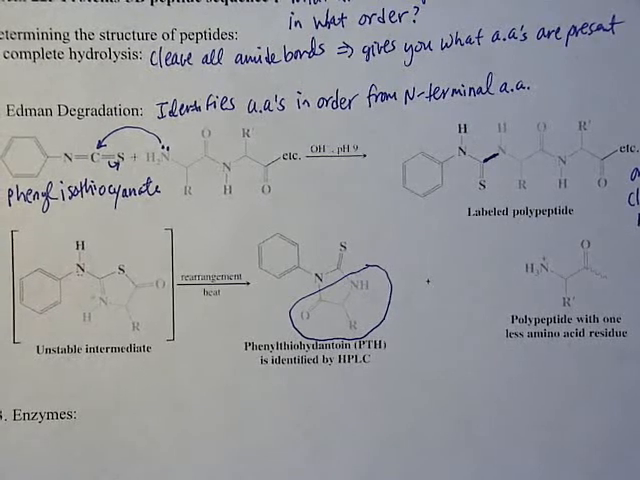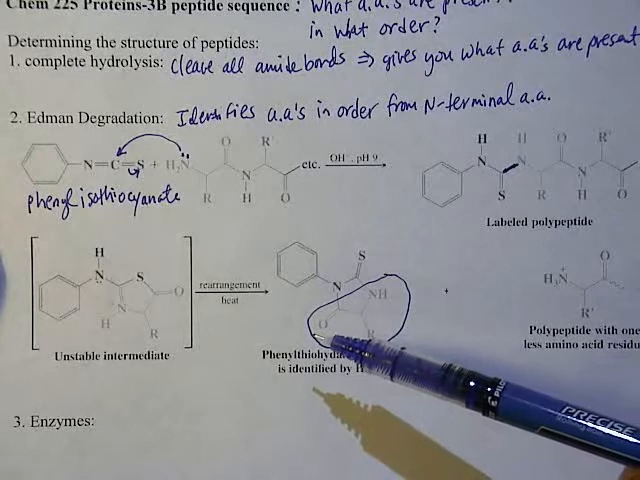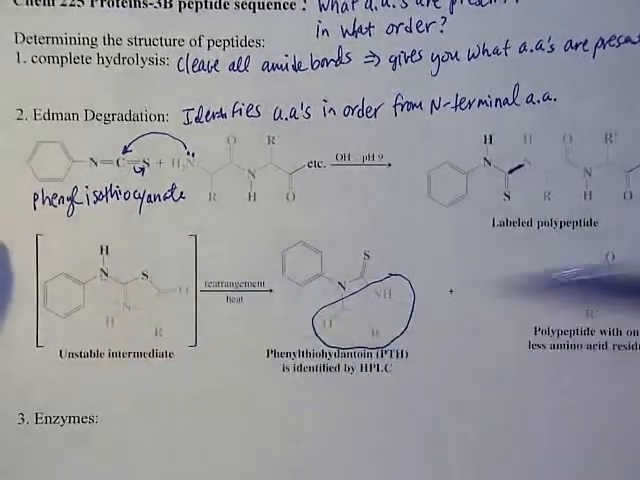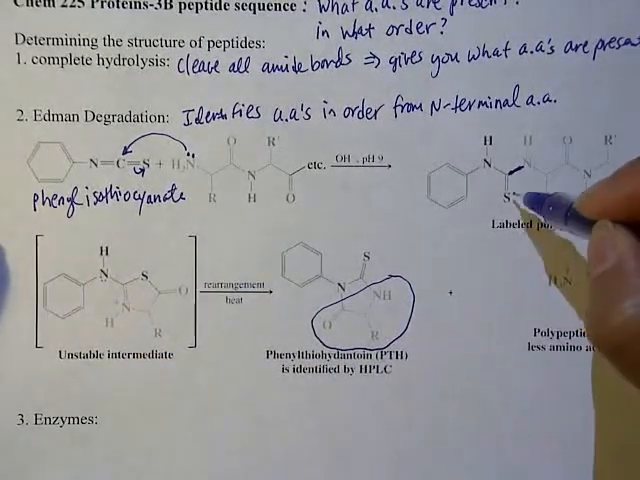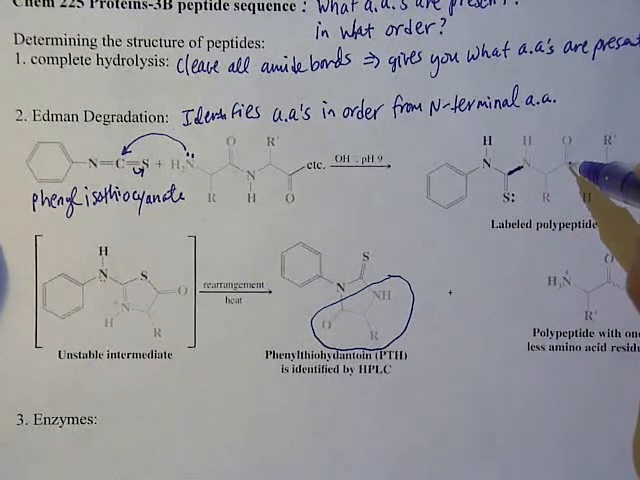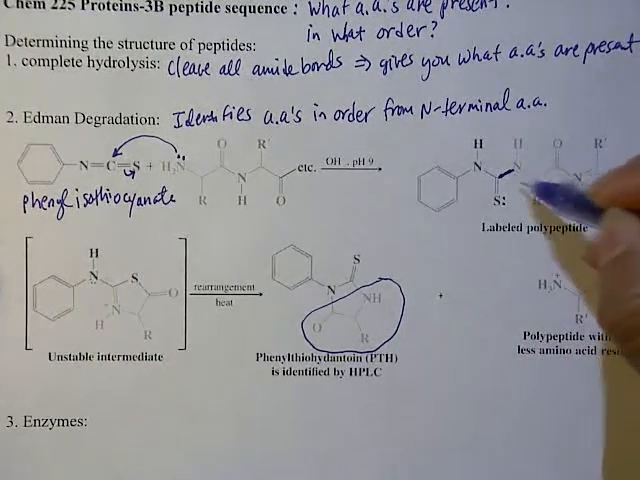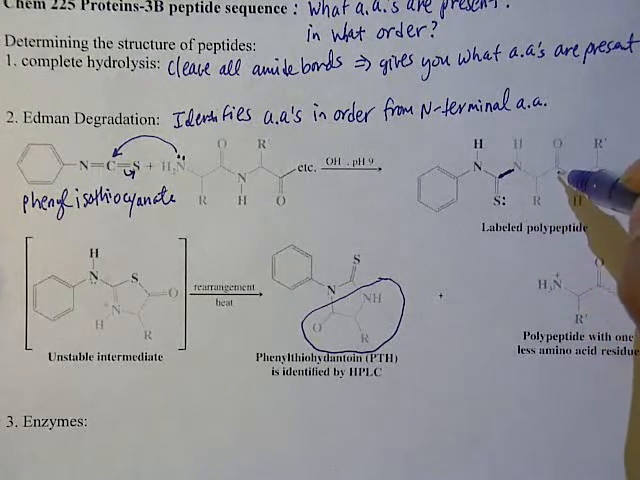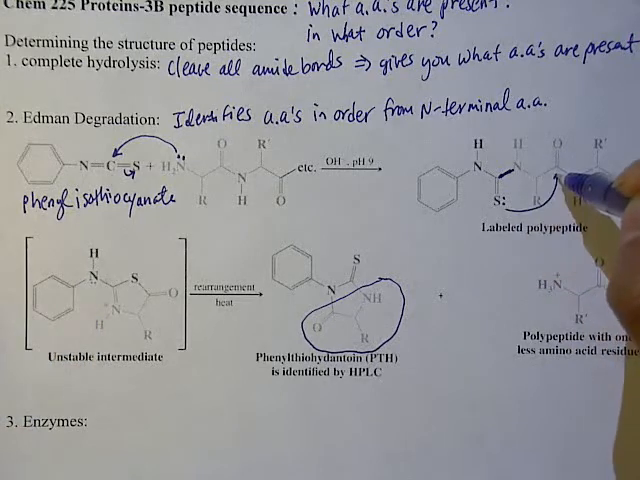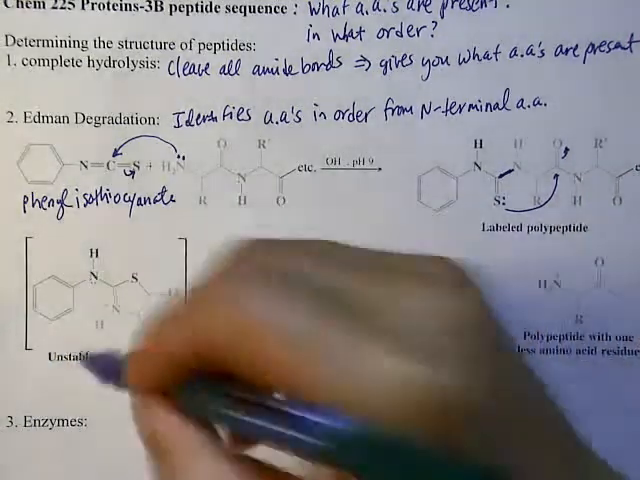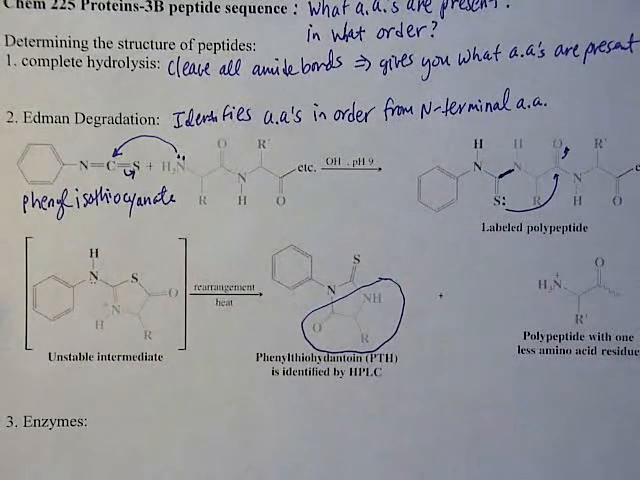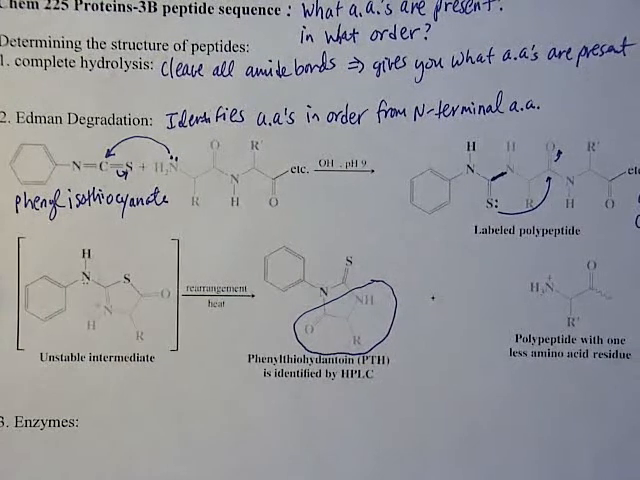So to continue with Edman degradation, I just want to let you know how this intermediate, unstable intermediate forms. It's from the thiol group attacking the C double bond O of the amide, the first amide. So it cyclizes at this carbon, making this cyclic intermediate. And your book on page 1203 has a great mechanism written out if you're curious.